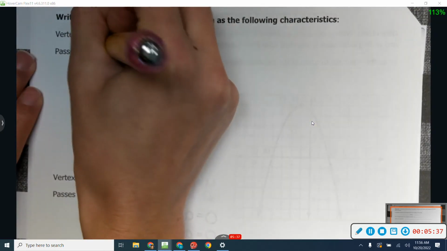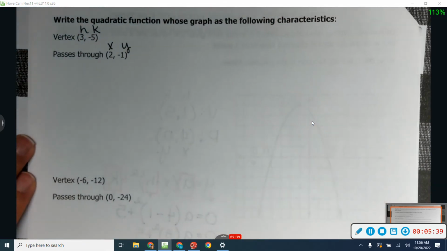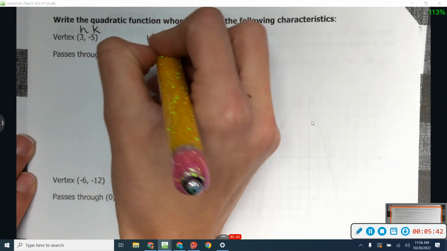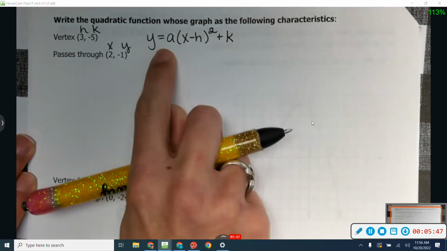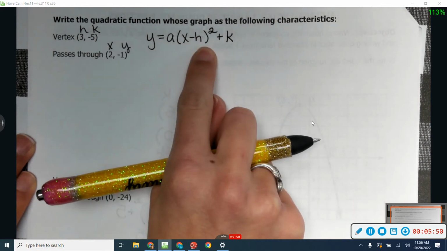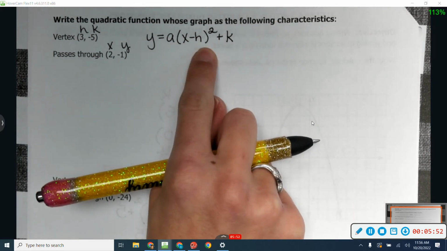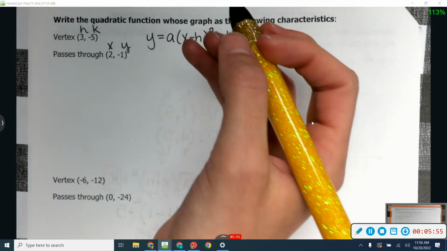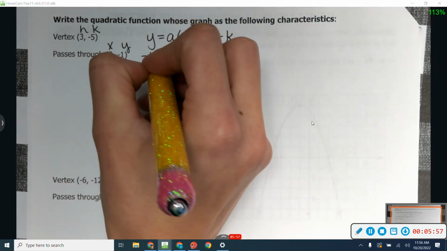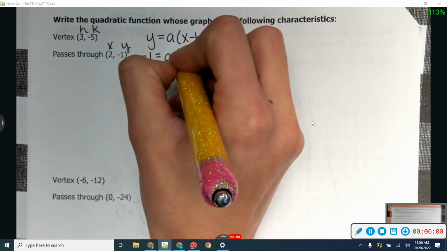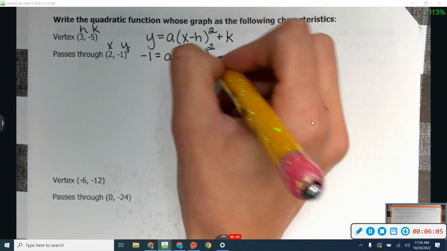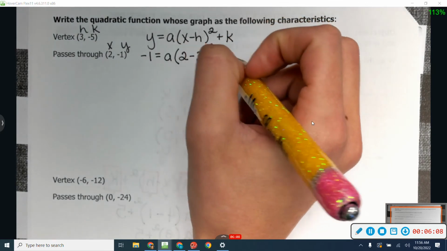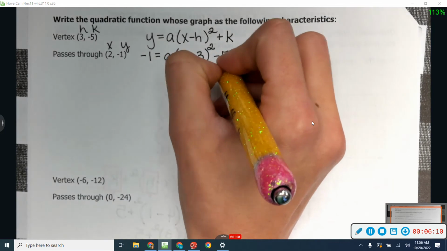So my vertex is (h, k), my point is (x, y). Alright, so if I've got y equals a times (x minus h) squared plus k, you don't have to do this, but I'm going to keep doing it on the examples so that you have more practice writing it and hopefully you memorize it. So I'm going to plug in negative 1 for y. I'm going to plug in 2 for x, minus 3 for my h, squared. Now my plus k, my k is a negative, so I'm just going to put minus 5.